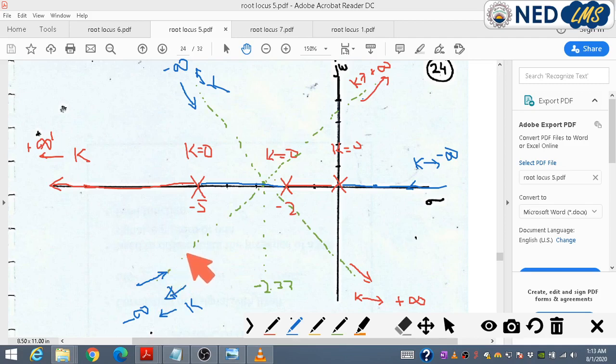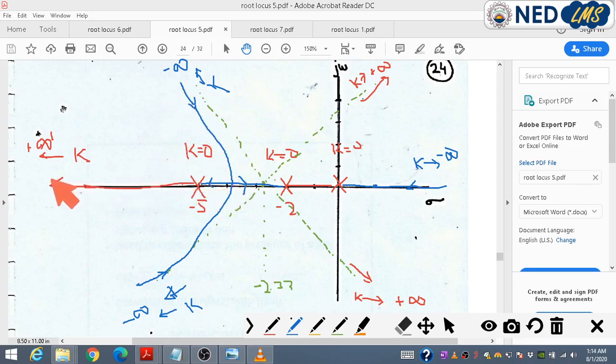They should cover their respective zeros. The 100 zero is already covered by this CRL, so this branch should come on the real axis in order to cover their zeros which are on the real axis. One branch will cover this zero, the other branch will cover this zero. This branch after covering this zero will move toward positive infinity, meaning one branch starts from minus infinity, covers the zero and goes to its positive infinity.